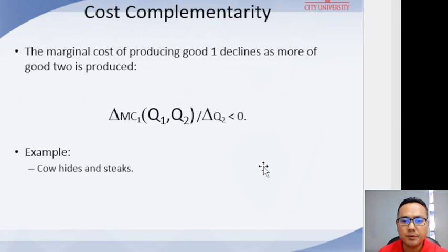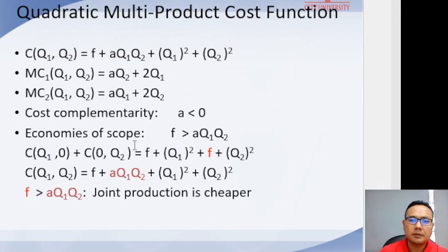So the marginal cost of producing good 1 declines as more of good 2 is produced. That's cost complementarity. For example here, cow hides and steaks. So this is a quadratic multi-product cost function. Okay, cost complementarity, and then economies of scope, which means joint production is cheaper.